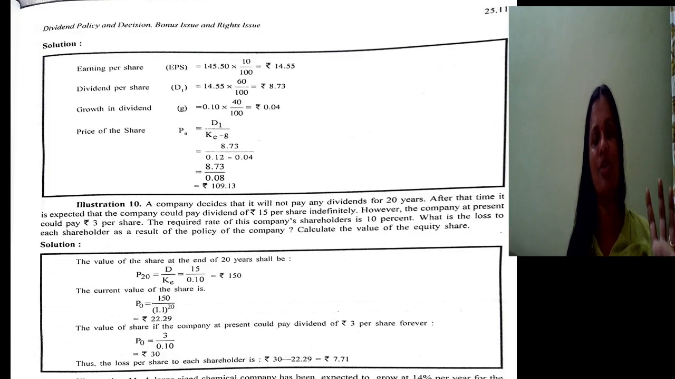So KE is 12%. D1 we just calculated is 8.73. How did we calculate D1? After calculating earning per share. How did we calculate earning per share? Book value per share into rate of return is earning. Earning into payout ratio is dividend. So now we should calculate the growth in dividend. Is any information given with regard to growth? That's the question to be answered.